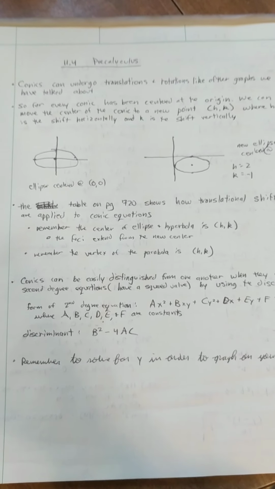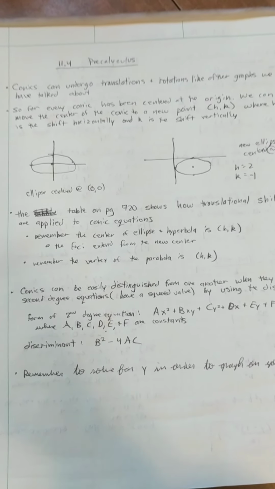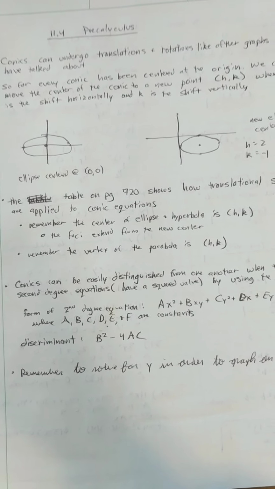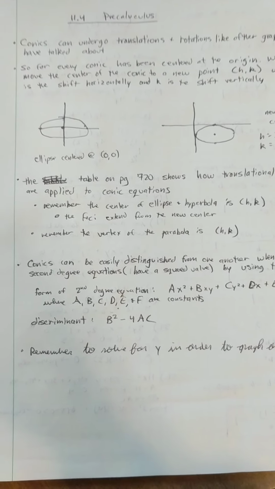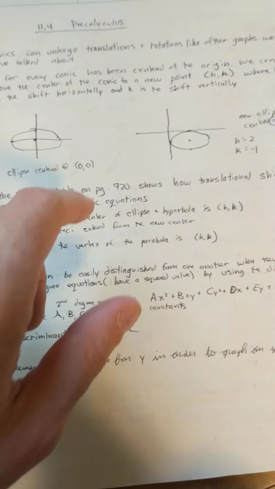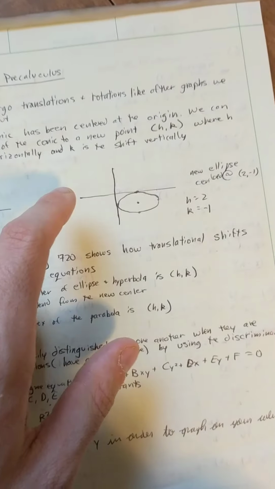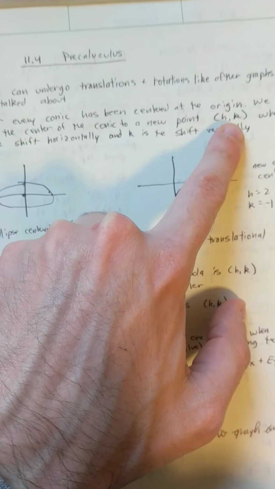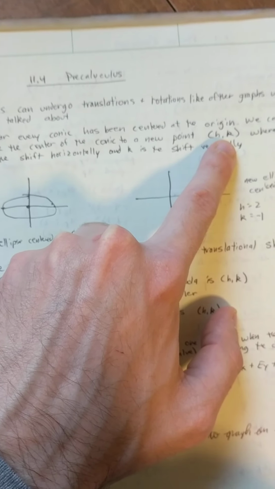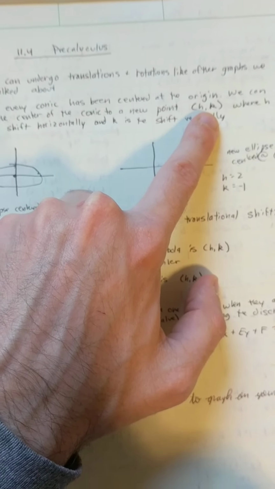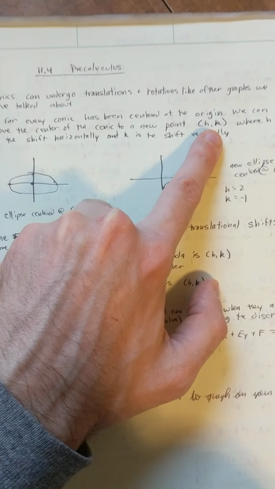So in 11.4, we're talking about conic translations and rotations. These are transformations which we've done to every type of graph that we've looked at so far. Okay? With conics, up until this point, we've always centered our conic at the origin (0, 0). Now we're going to center it at some other point. That other point will be (h, k), where h is our x value and k is our y value. That (h, k) is going to be the center for ellipses and a hyperbola, and the vertex for a parabola.